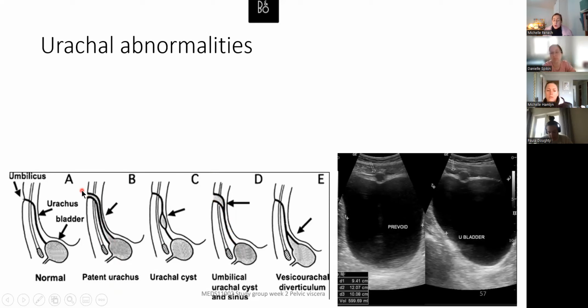So if it's still open, it can go from their bladder out of their urethra, but it can also leak out this way. Not a highly desirable thing to have, because you can't control that. So they often may need surgery to close this off.